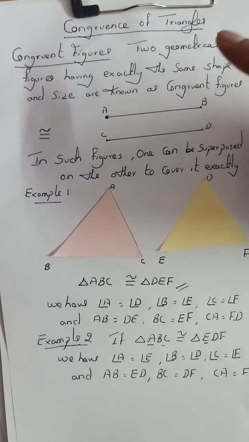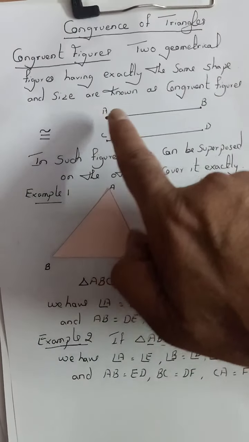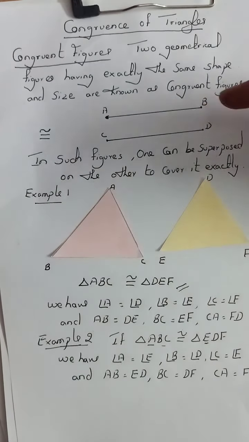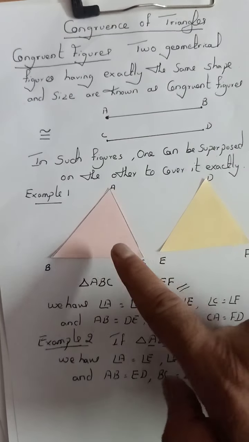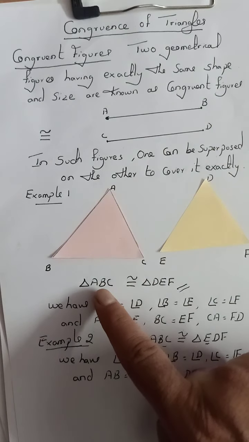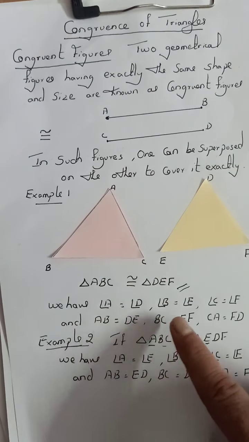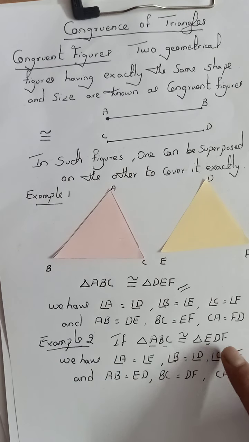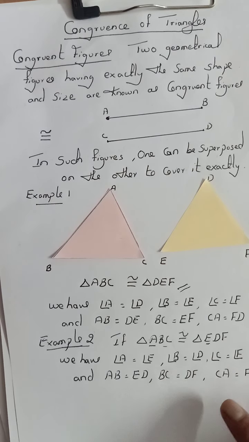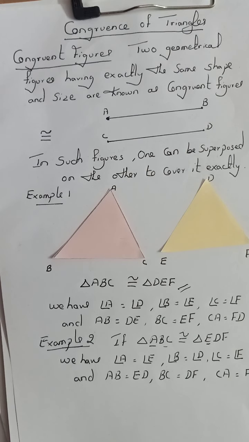Again, I will repeat. Two geometrical figures having exactly the same shape and the same size are said to be congruent. I have given you the example of two line segments of the same length. They are congruent, and I have explained by taking two triangles, with two different examples. In the first case, I have taken triangle ABC congruent to triangle DEF, and I have written the conditions it satisfies. In the second case, I have taken triangle ABC congruent to EDF, and in that case also, this is the condition satisfied. So you have to understand this. Please note this down in your class copy. Clear? Thank you.